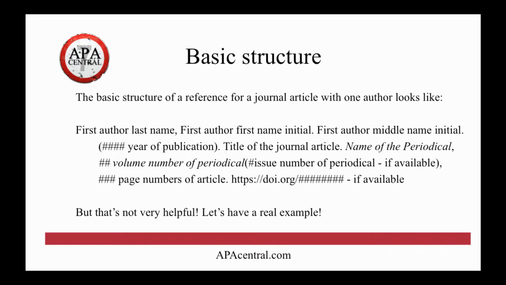The basic structure of a reference for a journal article with one author looks like their last name, their first initial, their middle initial, the year of publication, the title of the journal article, the name of the periodical in italics, the volume number of the periodical in italics, the issue number of the periodical if it's available, parenthetically, and not in italics, the page numbers of the article, and then the DOI if it's available. But that's not very helpful. So let's look at a real example and we can go through this that way.